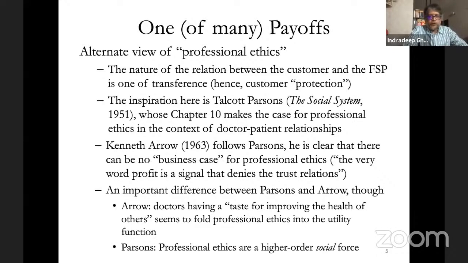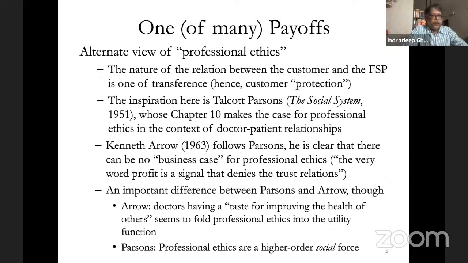In his 1951 book, The Social System, Parsons turns his attention to the doctor-patient relationship as the paradigmatic professional relationship. If you read that chapter, you will find that much of what economists later in the 1960s and 70s begin to characterize under the rubric of principal agent and information asymmetry is already there in that Parsons chapter, except it is framed in a different way. Parsons points out that the emotional nature of the doctor-patient relationship requires a code of professional ethics to regulate that relationship.